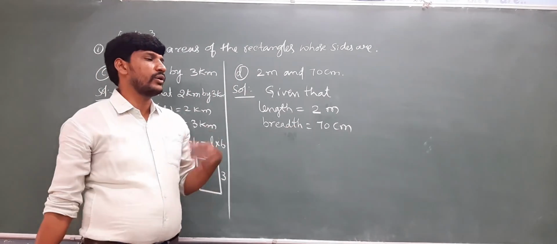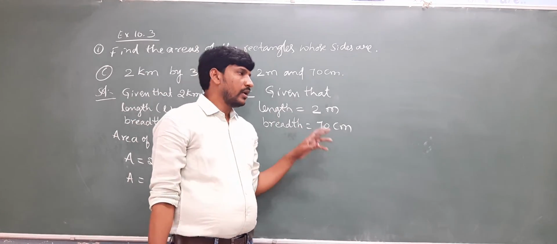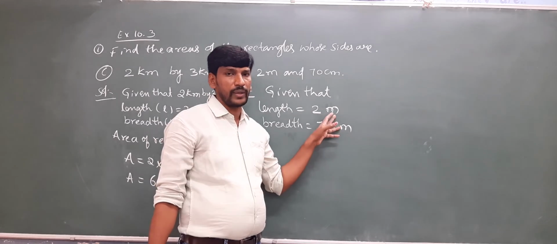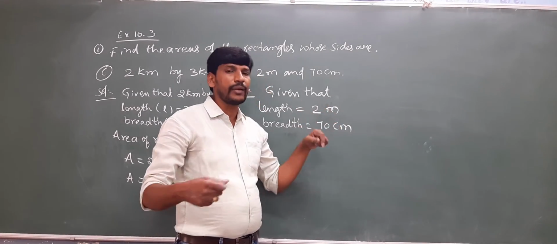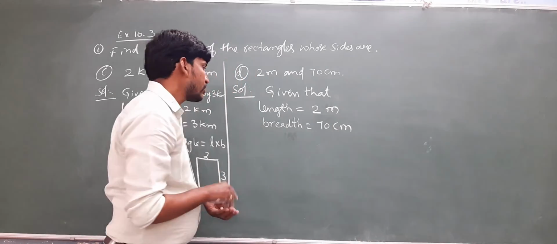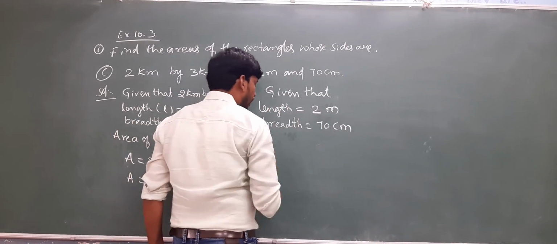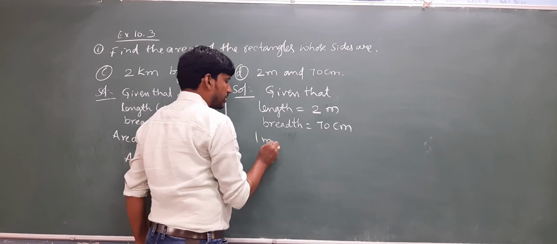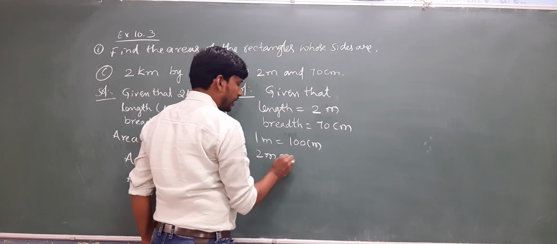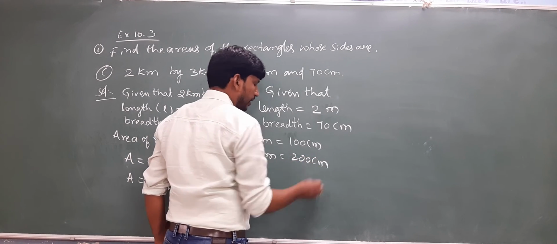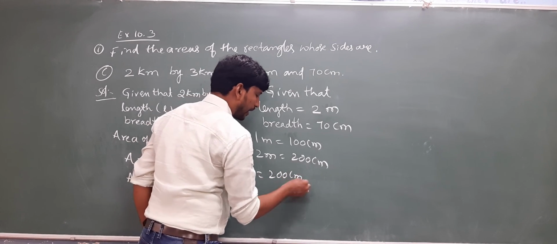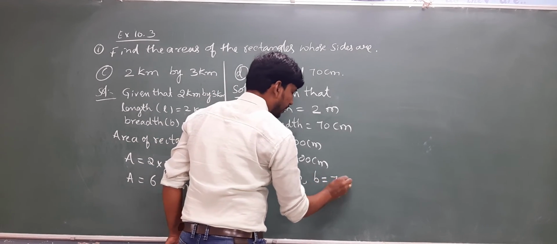If you want to find the area or perimeter, the given values must both be in the same units. Then only we can multiply or add. So therefore here I am going to convert the length. See, 1 meter is equal to 100 centimeters. Then 2 meters is equal to how much? 200 centimeters. So now the length will become 200 centimeters and the breadth B will become 70 centimeters.